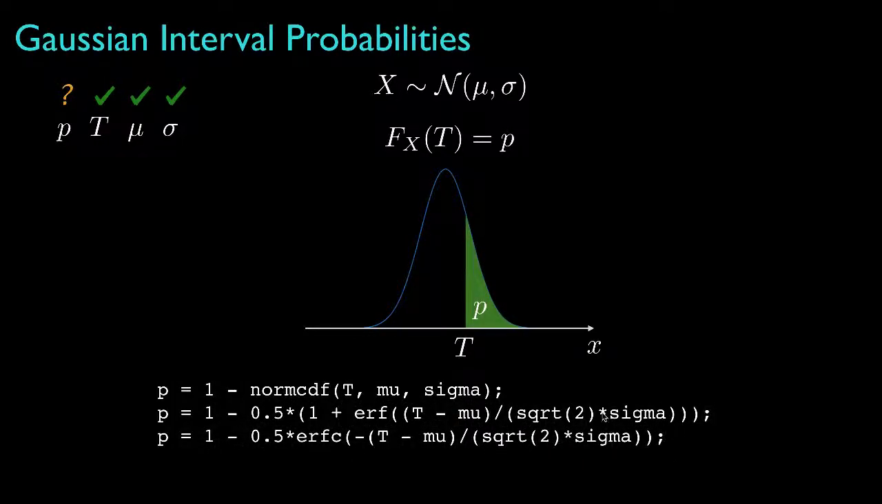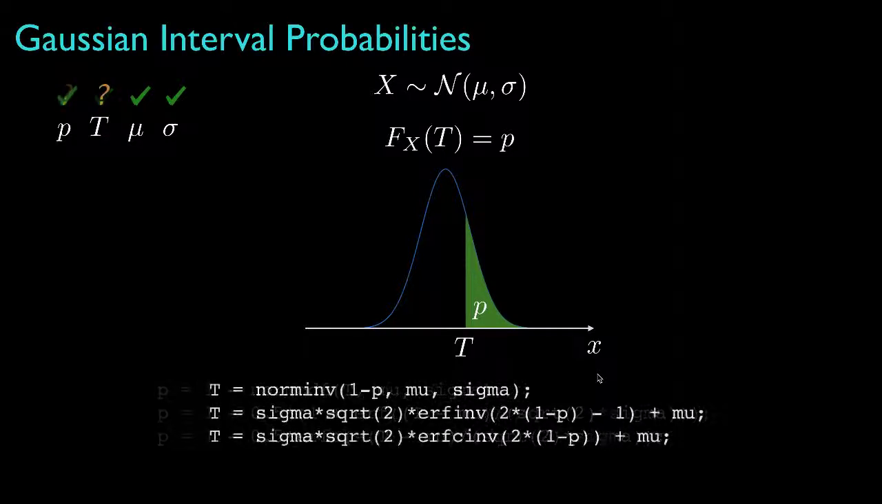Sometimes we'd be after the right tail probability, but because this is 1 minus the left tail probability, we could easily modify our approach for finding this probability, or for finding the threshold, by simply noting the relationship between the right and left tail probabilities.